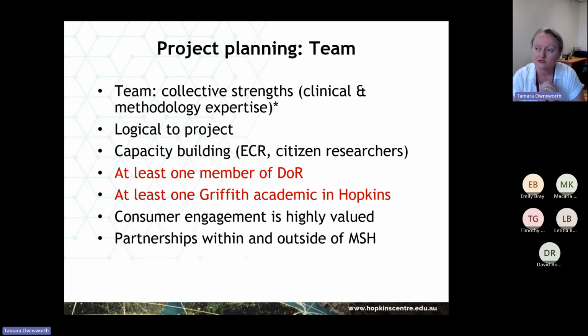So consumer engagement is highly valued for the seed grants. That doesn't mean that every grant must have a citizen researcher, although you will find in the most recent round that most did. But consumer engagement can come in a number of different ways.